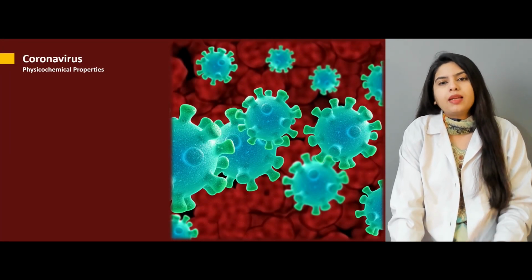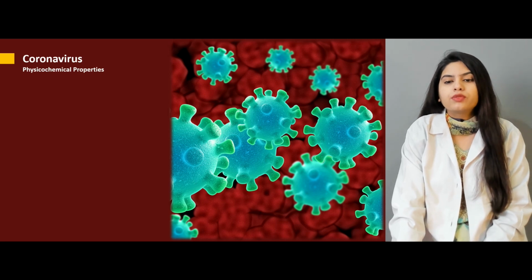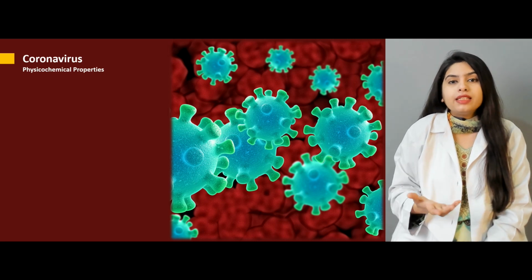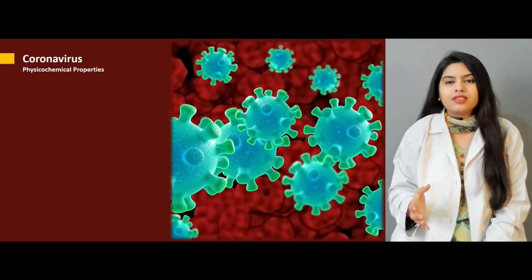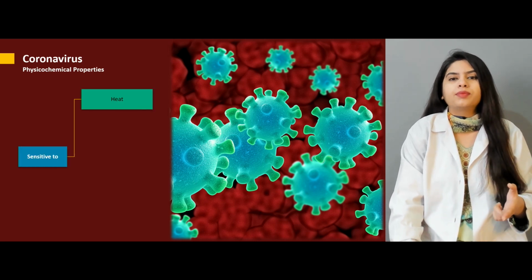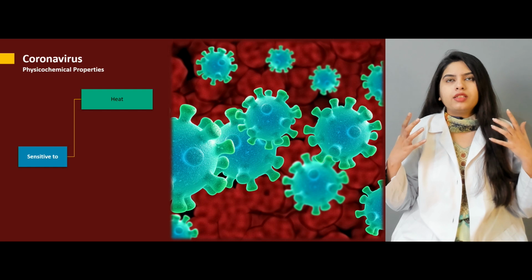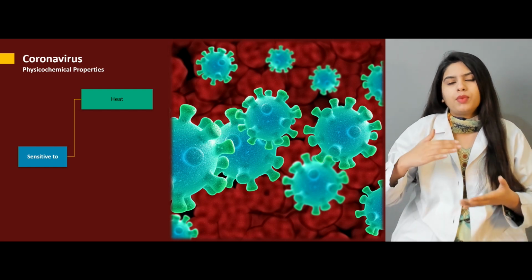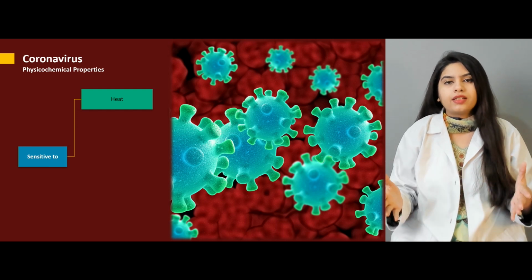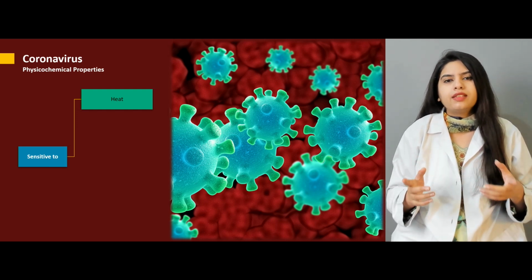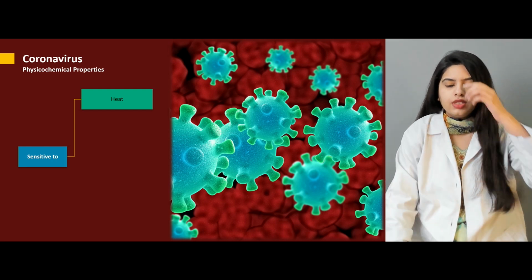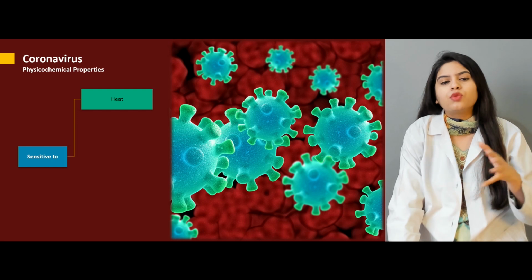Coming to the other physicochemical properties of this virus, and to the question of what things this coronavirus is sensitive to: basically, this coronavirus is sensitive to heat. Whenever the temperature is above a certain level, it makes this coronavirus inactive. Make this clear, that the virus is going to be inactive in the presence of heat. So this virus is sensitive to heat.